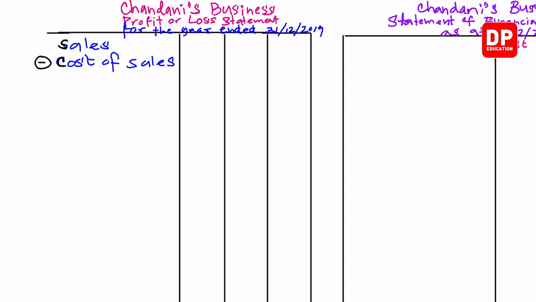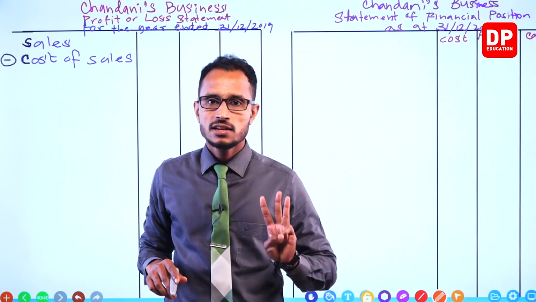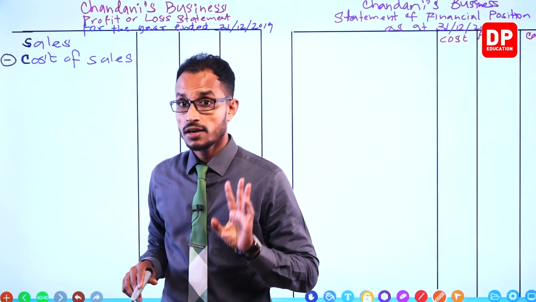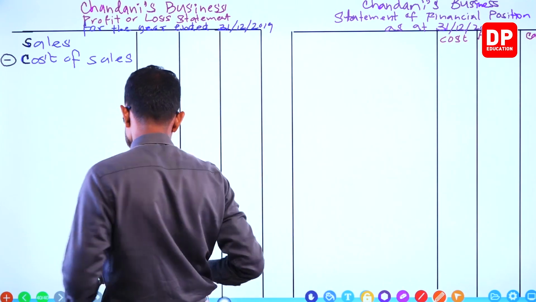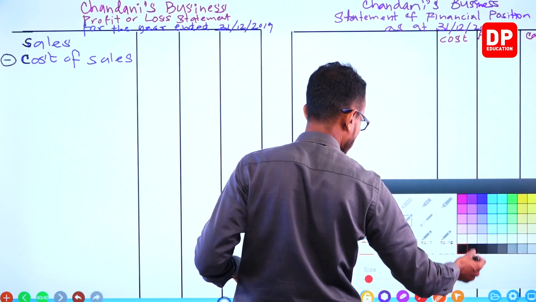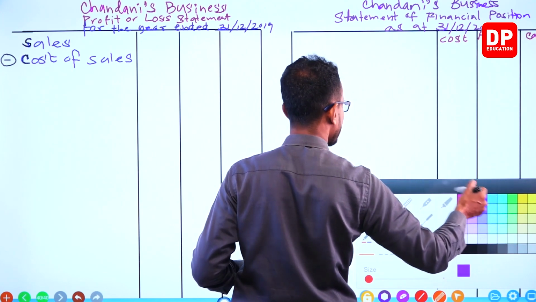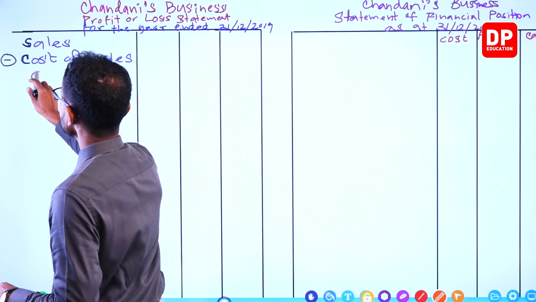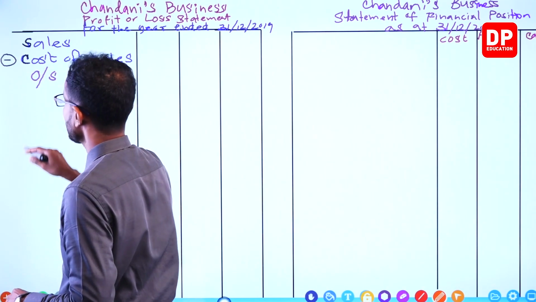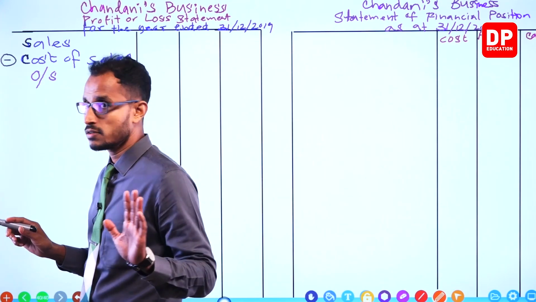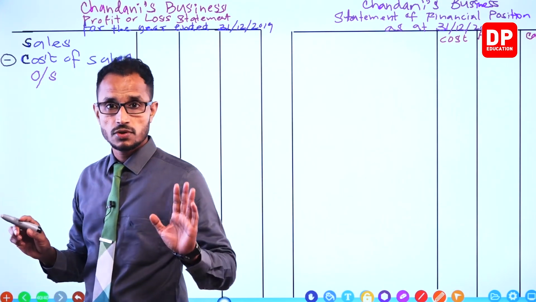Next, under cost of sales, you need three main items. You have to write those three main items under cost of sales. What are the three main items? Opening stock. You have to write the full form. You can't write OS when you're answering the paper.